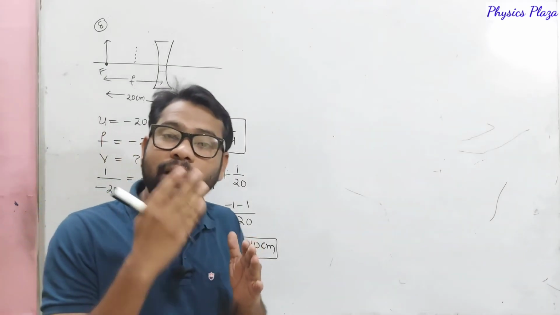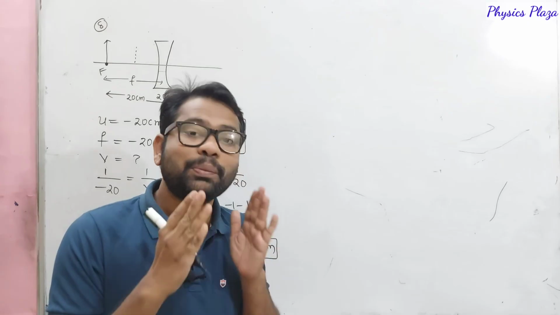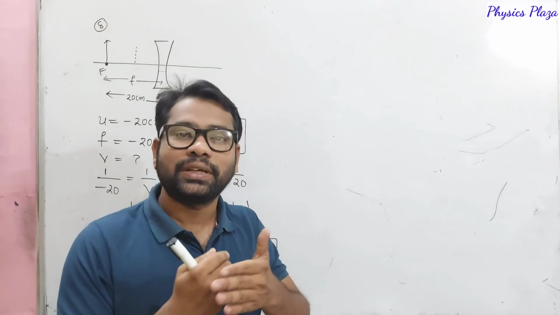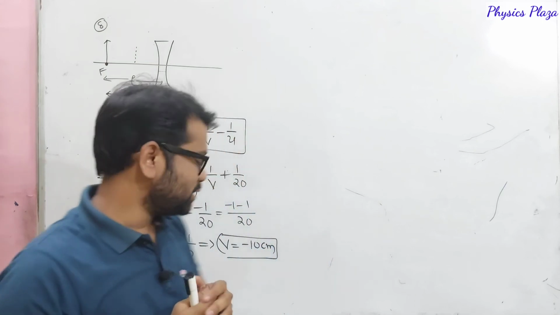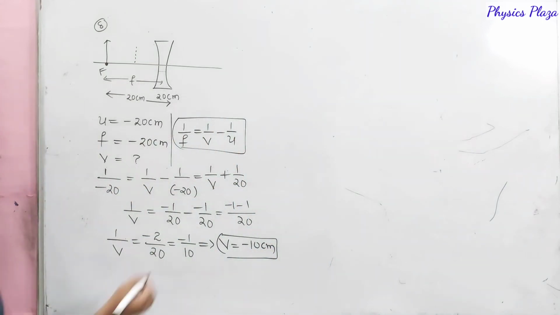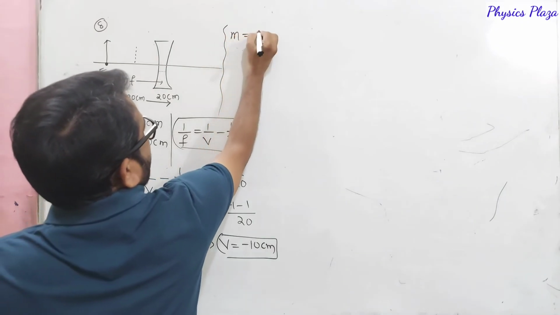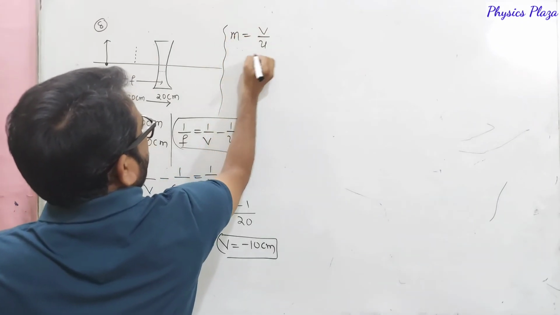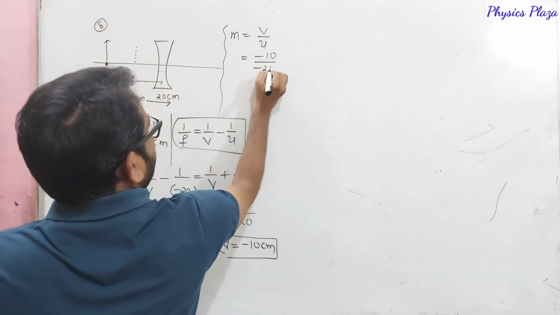But is it an enlarged image or a diminished image? How can we tell that? Only if we calculate the magnification can we say whether the image so formed is a diminished image or an enlarged image. Let us see, children. So here linear magnification is equal to, we know, v/u, but v we got as minus 10 and u is minus 20.